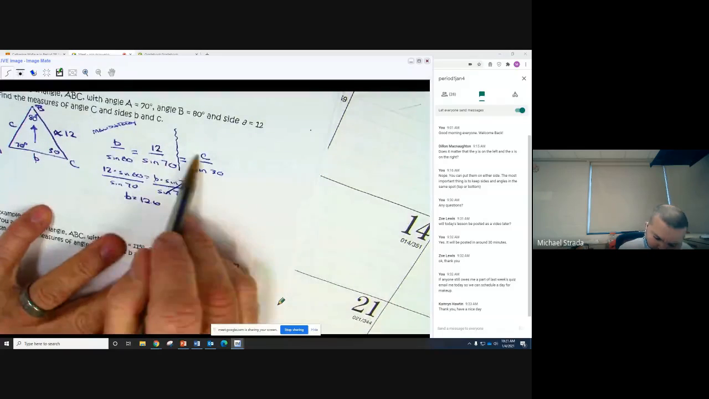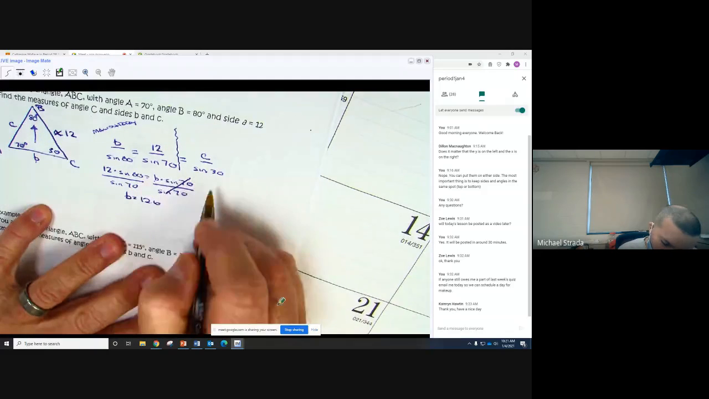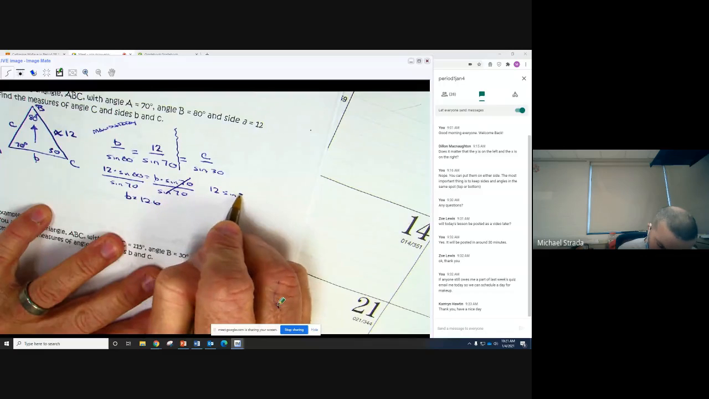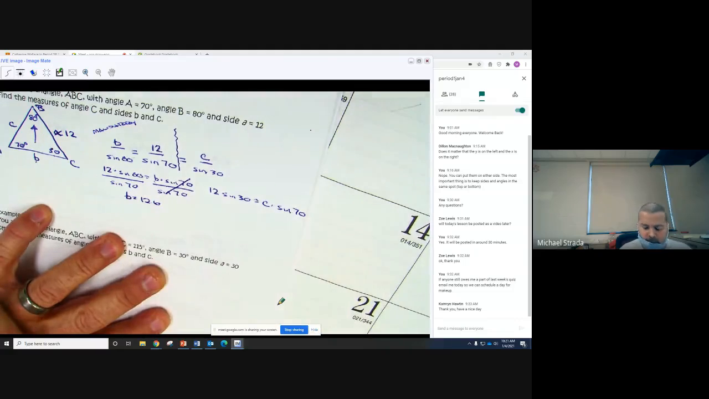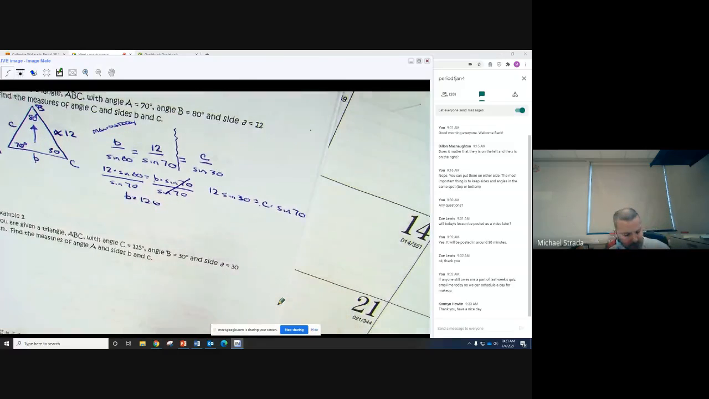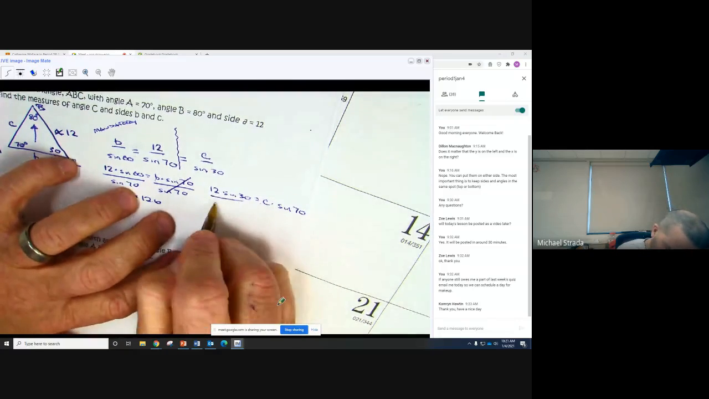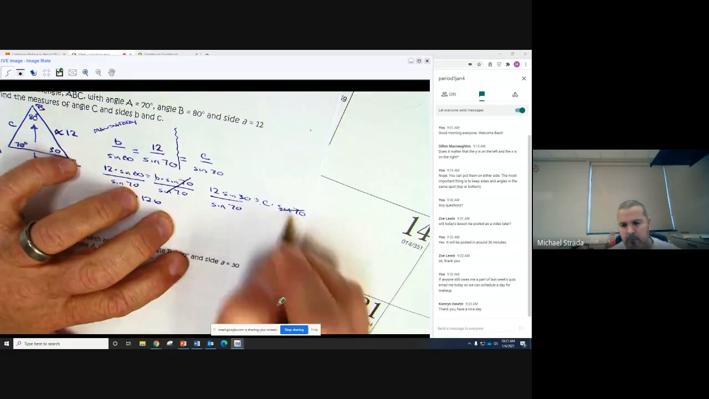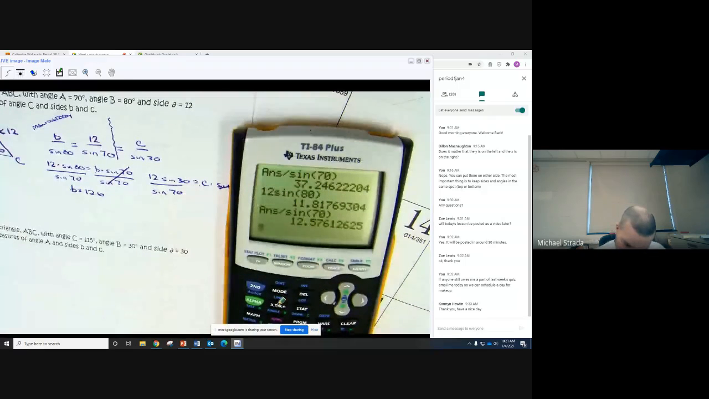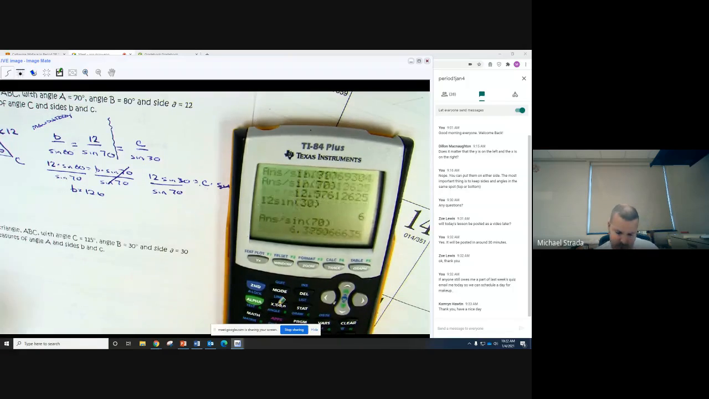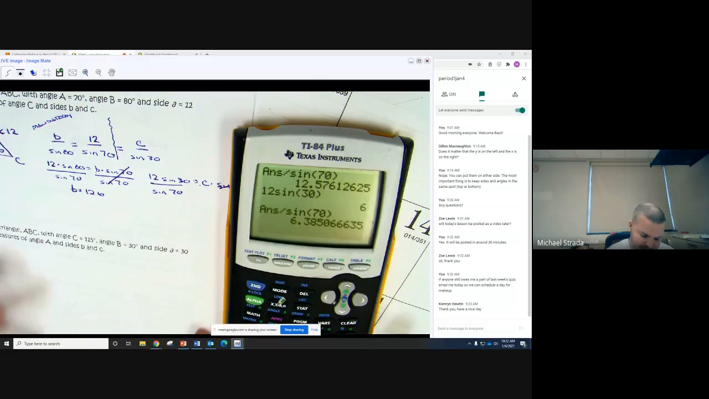Then I'm going to do the same thing over here. 12 is being cross multiplied by sine 30 equals C times sine 70. We're solving for C. C is being multiplied by sine 70. I'm going to divide by sine 70. All right. So once again, I return to my calculator. 12 sine 30 divided by sine 70. And I get 6.385, which is about 6.4.